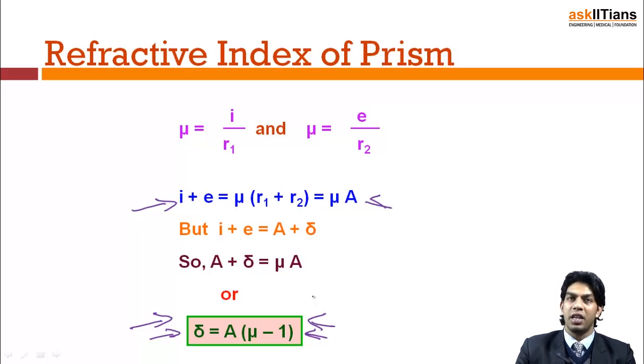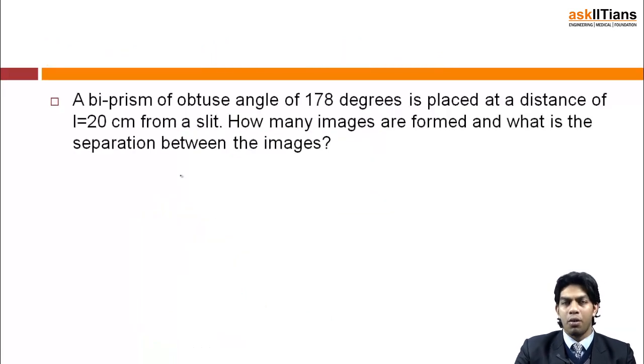Otherwise, the expression given previously for minimum angle of deviation holds true for any type of prism or any angle of incidence. This is only a special case. Now let's try out a problem.